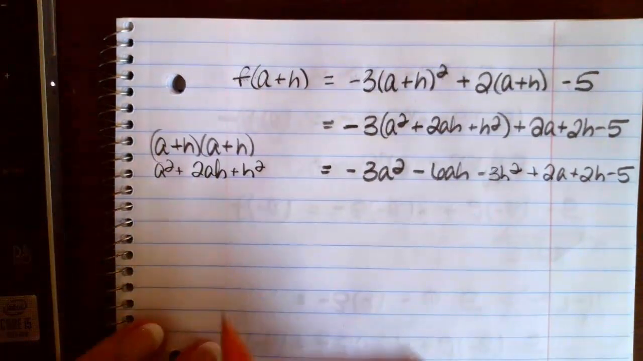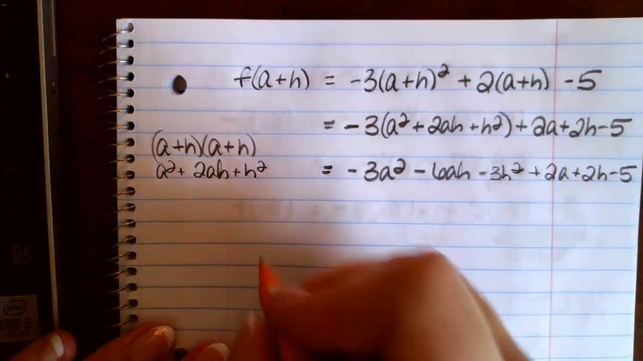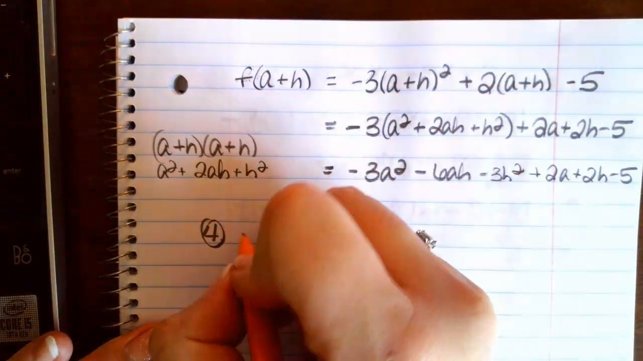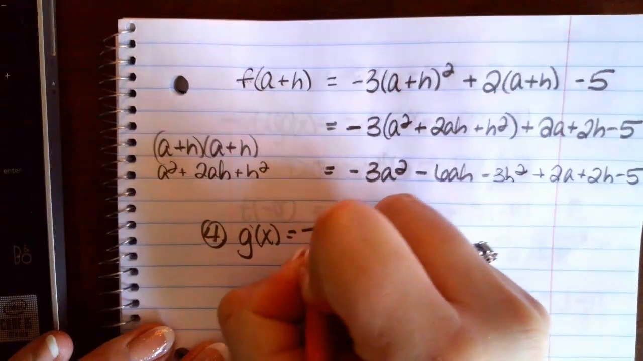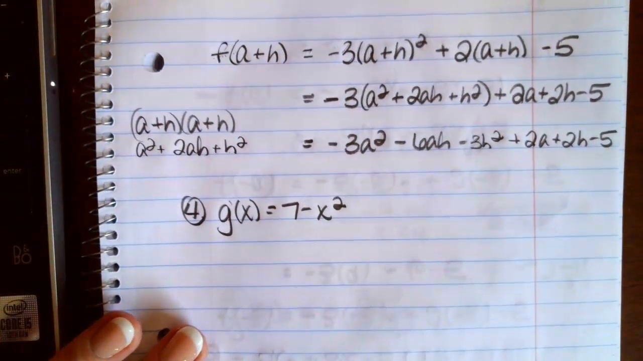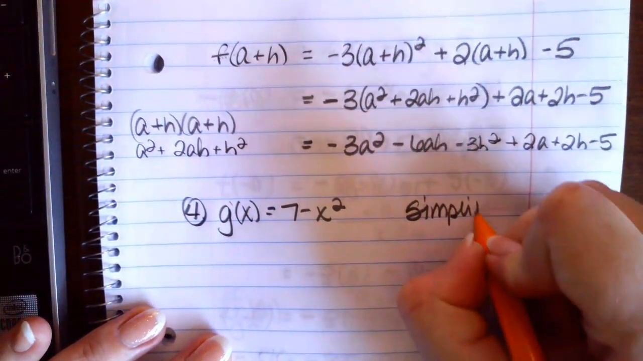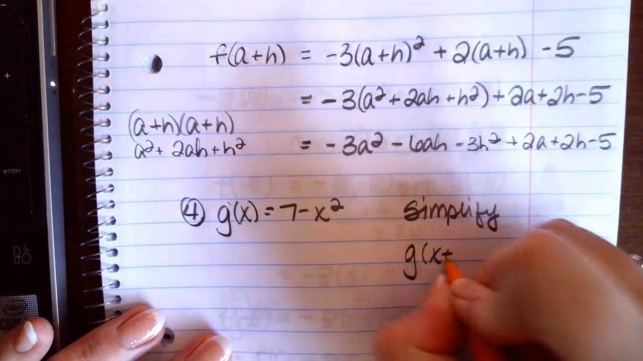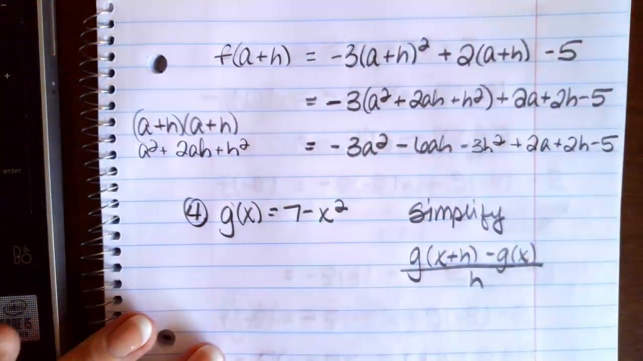So our next problem is going to be problem number 4. So we have g of x is 7 minus x squared. And we want to simplify what's called the difference quotient. So we're going to simplify g of x plus h minus g of x all over h.